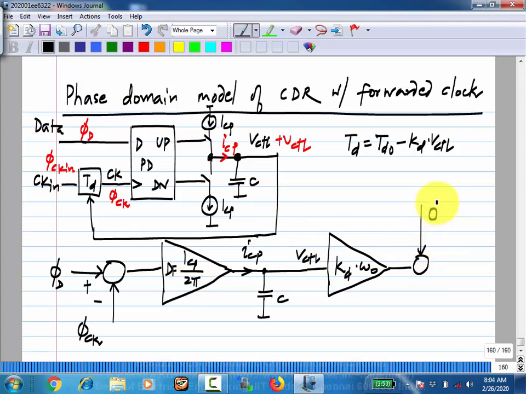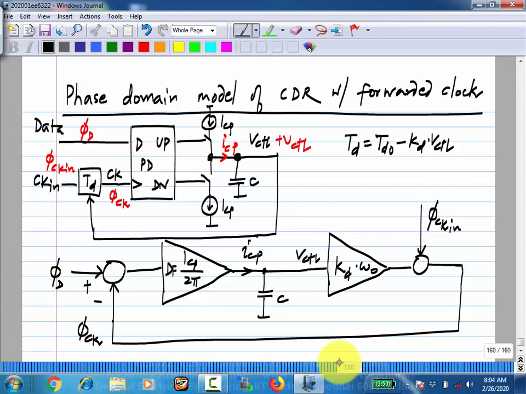To this you add the phase of the input clock, and that gives you the phase of the clock that is actually used to recover the data, okay. So this is the phase domain model. So any questions on how we derived this or any aspect of this?